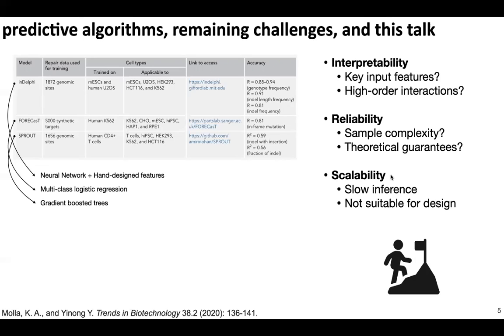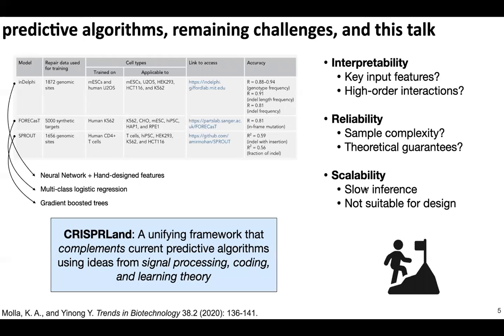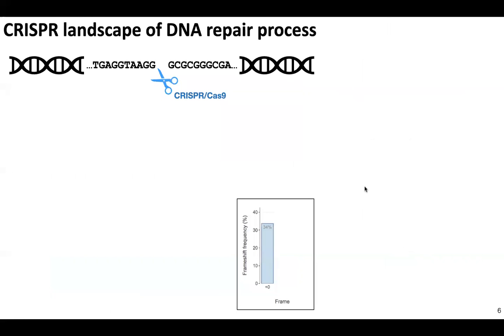But in this talk, I'm going to talk about our new spectral framework called CRISPRLand, which complements the current models in order to address these issues using ideas from signal processing, coding, and learning theory. So CRISPRLand analyzes the DNA repair landscape in the spectral domain. But the question is, what do we really mean by a DNA repair landscape?